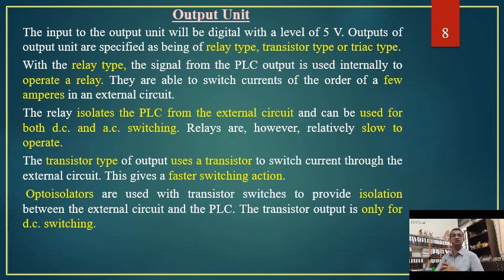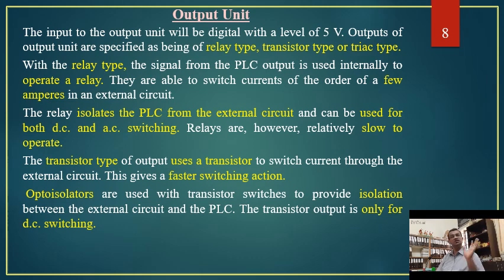So opto-isolators are often used for such purpose. So isolation, opto-isolator, controlling transistor switches. So transistor switches along with opto-isolators will provide isolation between the external circuits and the PLC. The transistor output is only for DC switching.